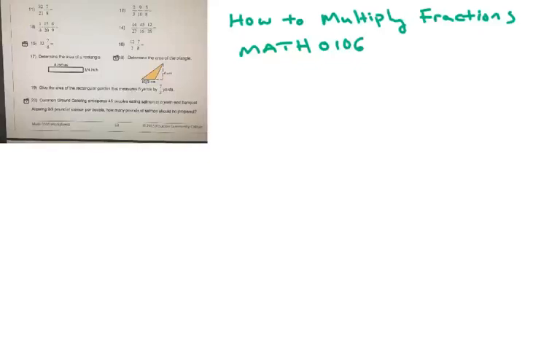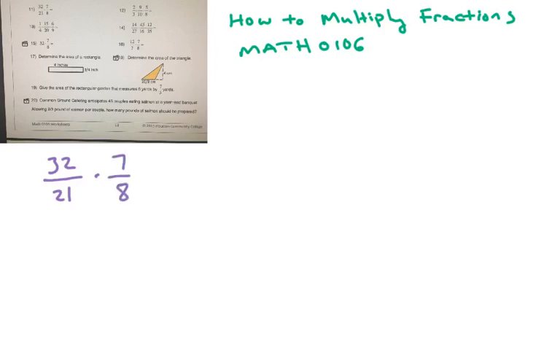So a lot of people were asking for more examples of how to multiply fractions, and so let's run through the last couple problems on this page here. I'm going to be running through 11 through 20. So let's start with number 11, 32 over 21 times 7 over 8.